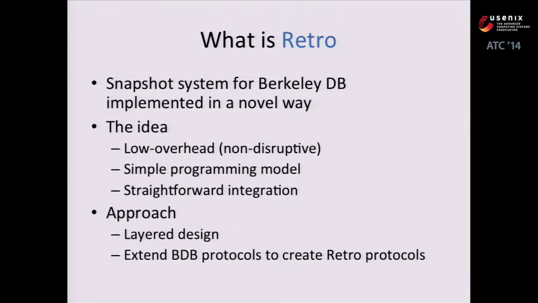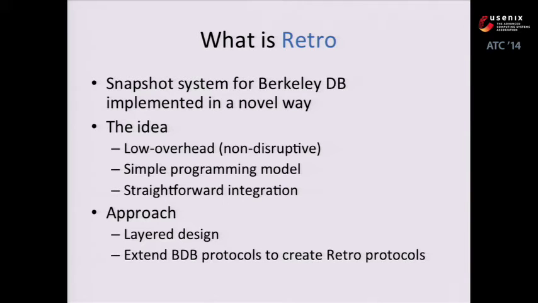The idea behind Retro is that we want to provide a sort of low overhead, non-disruptive snapshot system. That's sort of the primary goal. So if you have an existing query and update workload that you're sort of pounding your database with, and then you replace your Berkeley DB database with a Berkeley DB and Retro database, and you start saving snapshots, your existing workload won't take a huge hit. So we refer to this as being non-disruptive.